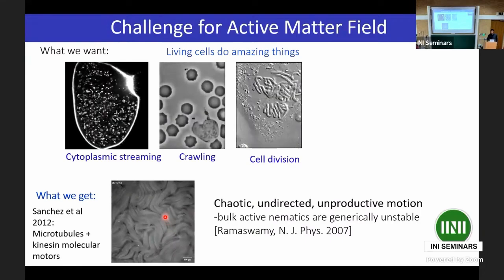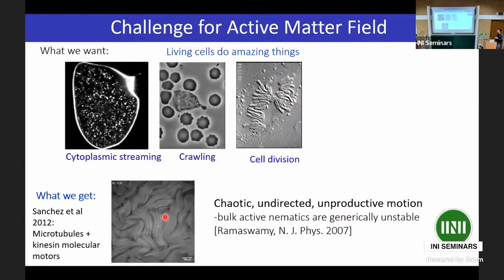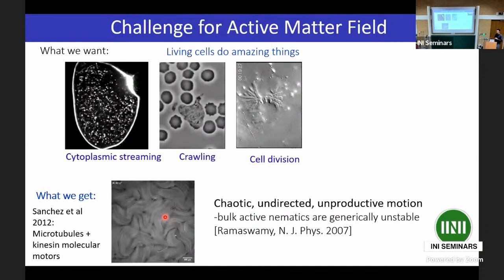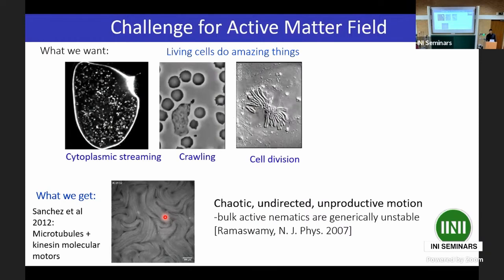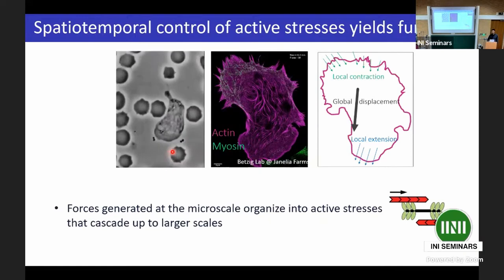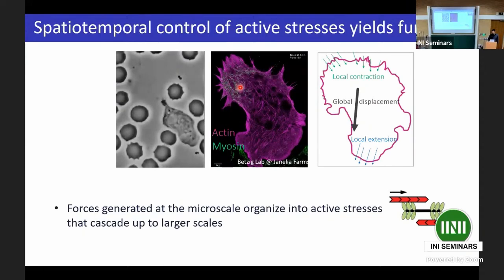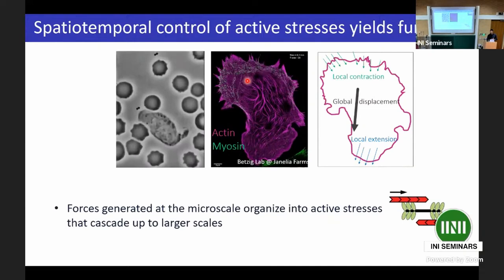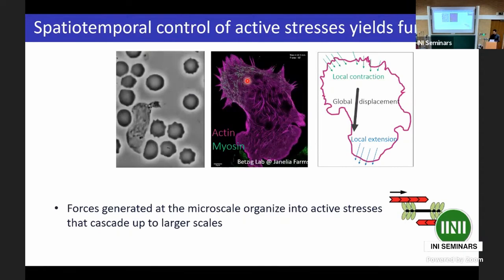Now, biological systems have evolved tightly regulated mechanisms to overcome this by controlling the propagation of active stresses in space and time. Just as one very well-known example, if the function is a cell moving toward a particular target, underlying that, the cell has carefully choreographed motions of cytoskeletal filaments and motors in space and time so that it pushes the cell forward in the right direction.